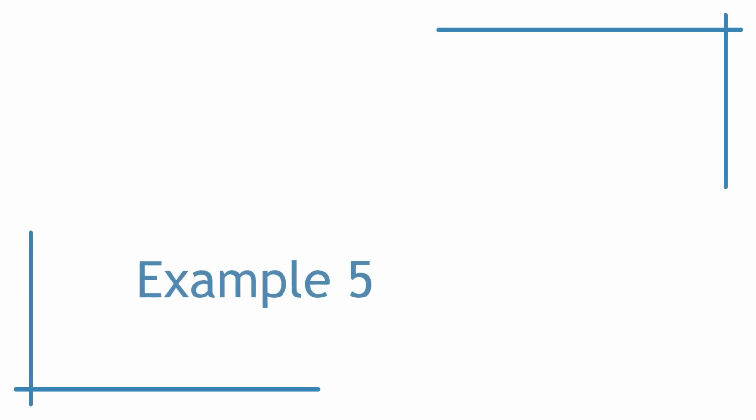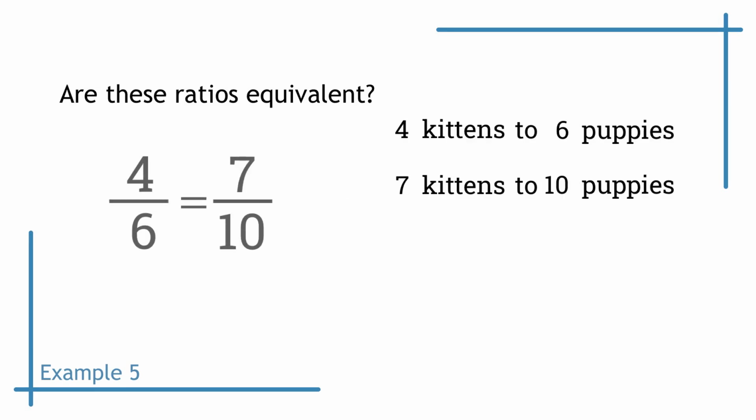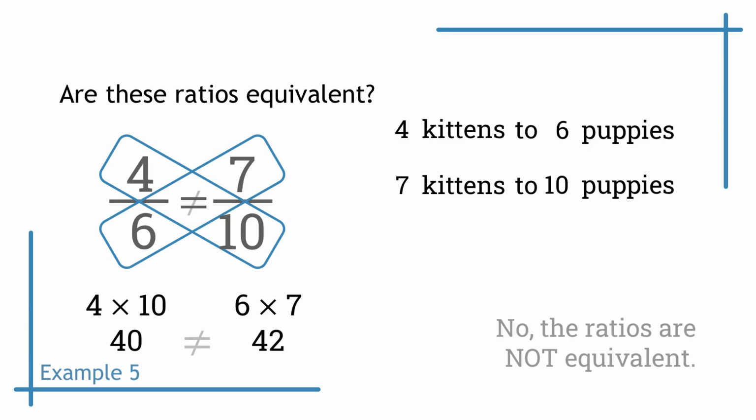Let's look at one last example. Once again, the relationship is hard to find, so let's use our cross products. If I rewrite these ratios as fractions, I get 4/6 and 7/10. I can multiply across the diagonals to see if these fractions are equivalent. In other words, is 4 times 10 equal to 6 times 7? 4 times 10 is 40, and 6 times 7 is 42. Wow, that's very close, but they are not equal. So these ratios are not equivalent.